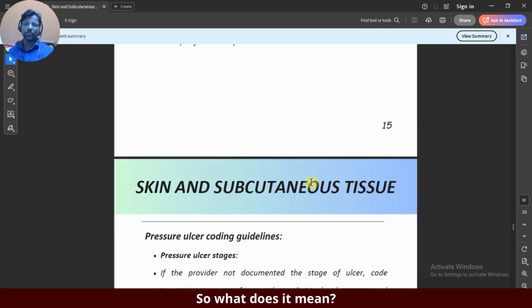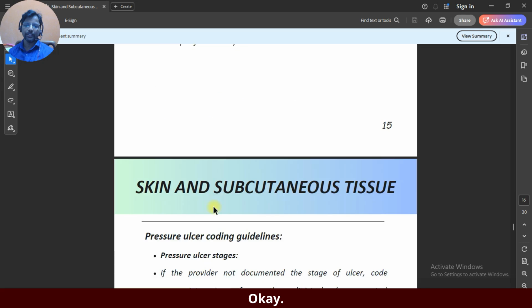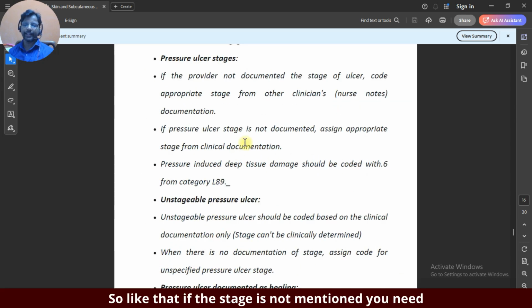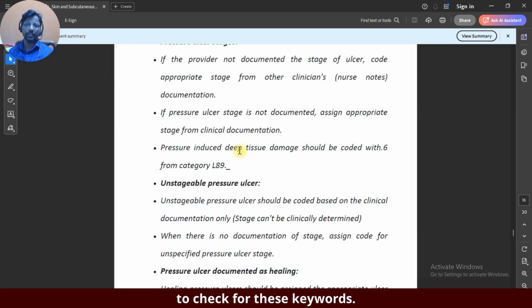So what does it mean? Basically here you need to check for these keywords. If the documentation contains necrosis of the muscle, you need to code it as sixth character 3. Like that, if the stage is not mentioned, you need to check for these keywords. Next, pressure induced deep tissue damage should be coded with 6 from category L89.